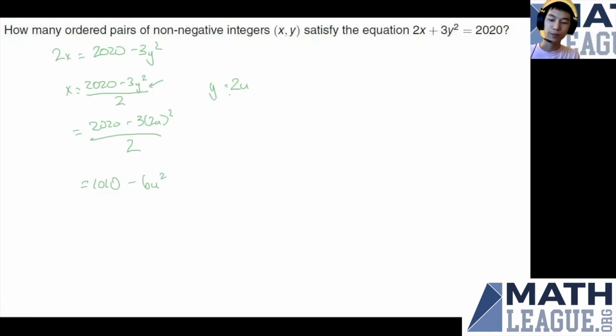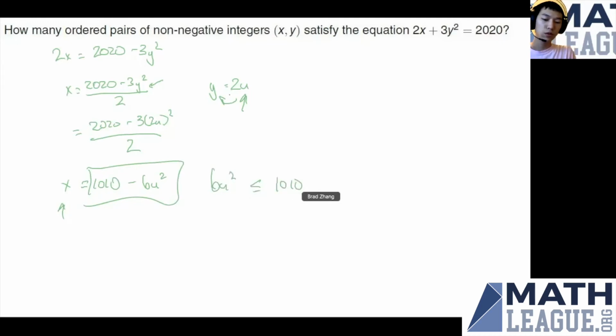Now this is extremely simplified. We pick a u, which gives us our y, and using this we can easily find an x. Now what u's are possible? If x has to be a non-negative integer, then this has to be non-negative. So 6u squared must be less than or equal to 1010. Now we're just counting the non-negative integers u such that 6u squared is less than or equal to 1010. We can simplify even more: divide by 6 on both sides, and u squared is at most 168.